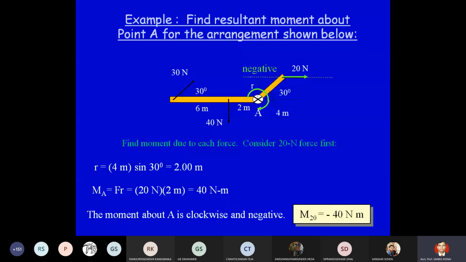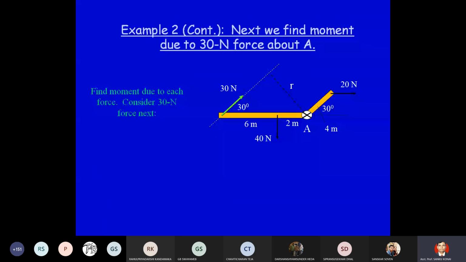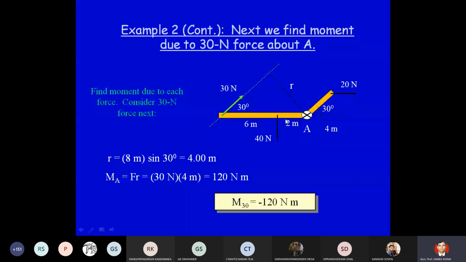That is one thing. Next, we will go for the second force of 30 Newton. It is acting at 30 degrees with the horizontal. You see this bar is 6 meters, this portion of the bar is 2 meters, so total is 8 meters, and this angle is 30 degrees. So we have to find out the perpendicular distance. This value will be cos theta, this will be sin theta. So 8 sin 30 will be the value of r here. That is coming to 4 meters.